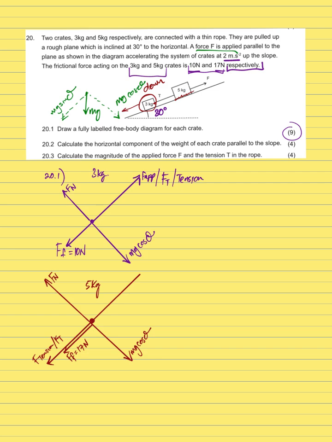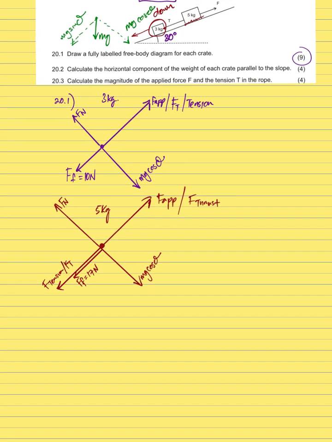So when we talk about this here, this is the F applied, but because it's accelerating something, you can even call it F thrust, T-H-R-U-S-T. So your thrust force is accelerating it, and your tension is kind of pulling it down. So that's how you would do 20.1. Right, 20.2.